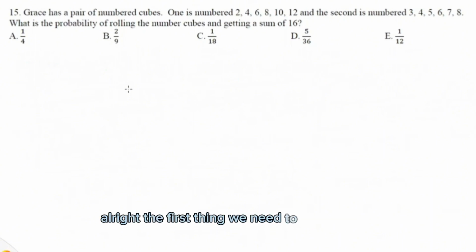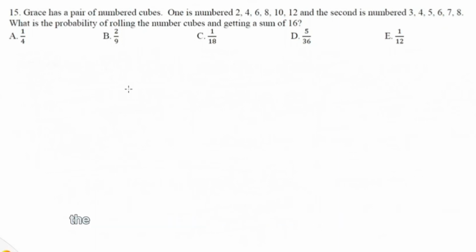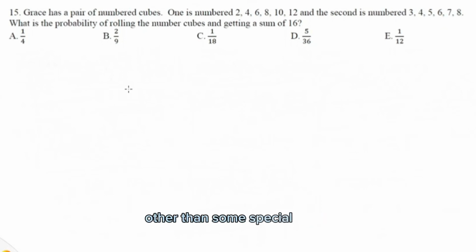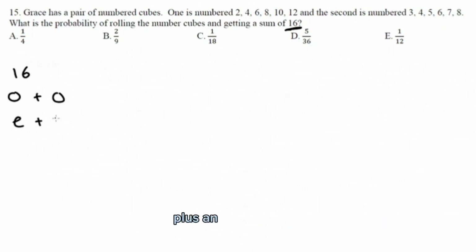Alright, the first thing we need to know is that both of these cubes have 6 sides. When you're rolling two cubes and they both have 6 sides, the total amount of outcomes you can get is usually 36, other than some special cases. The second thing we need to know is we're trying to get the sum of 16. 16 is an even number, which means only an odd number plus an odd number, or an even number plus an even number can get you an even number.